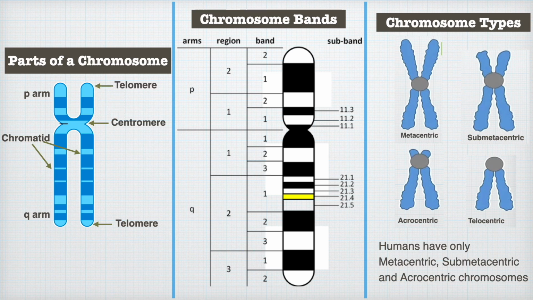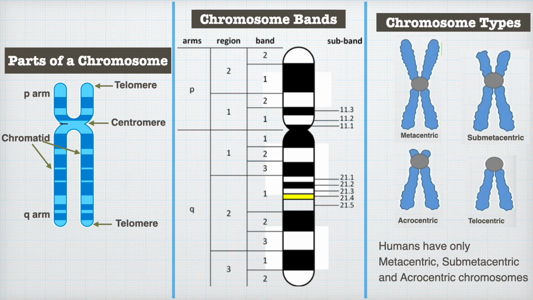Each arm of a chromosome has regions, bands, and subbands in nested fashion. The regions, bands, and subbands are numbered from centromere to telomere in increasing numbers starting with 1. All of our chromosomes are not the same in shape and size. They are structurally different and also vary in length.